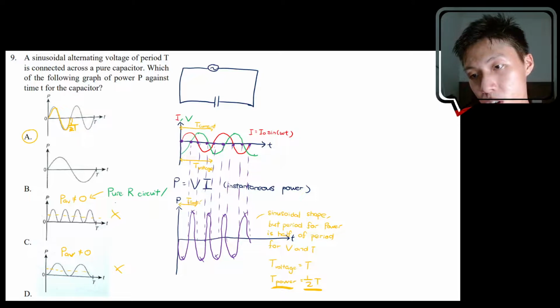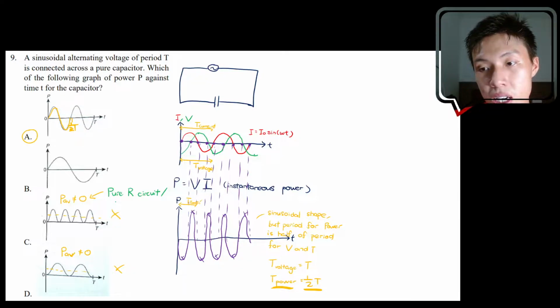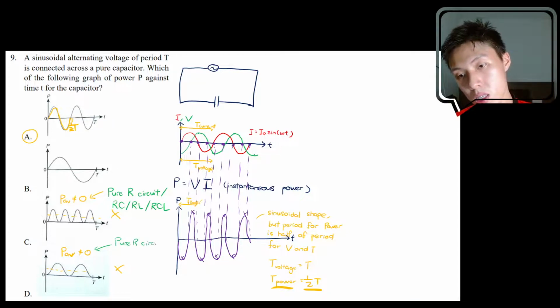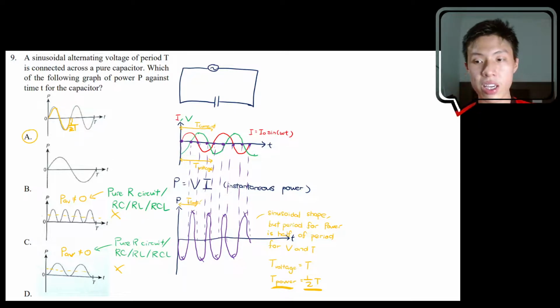Or it must be a combination of either R and C, or R and L, or an RCL circuit. Only then are you able to have non-zero average power. So the same for this situation, it can be a pure R circuit, or a pure RC, an RL, or an RCL circuit. So these two are not our answer, because the average power is not equal to 0.